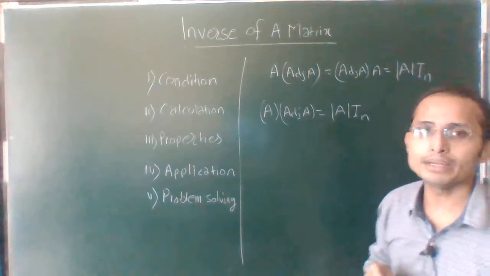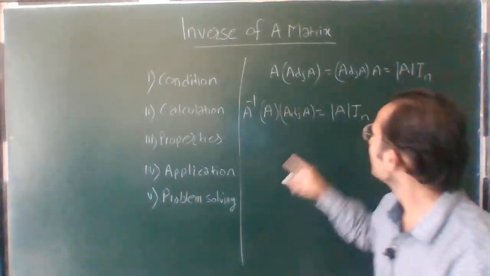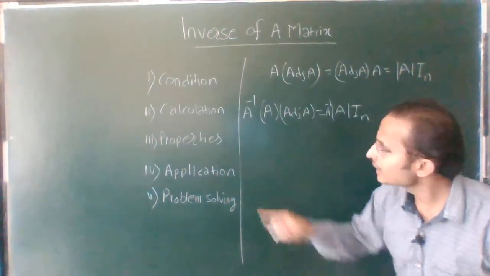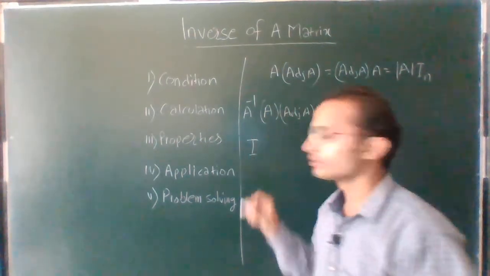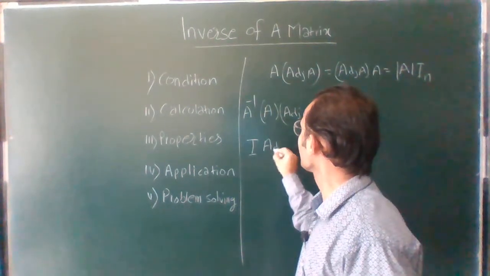By pre-multiplication of A inverse on both sides, we can say that A inverse into A will give you I, and A inverse into A will give you I. Here it is adjoint of A.